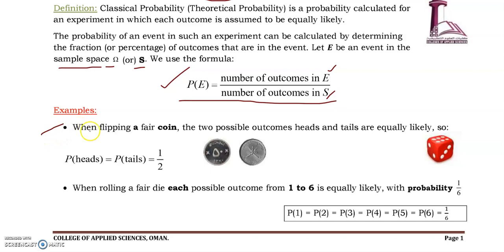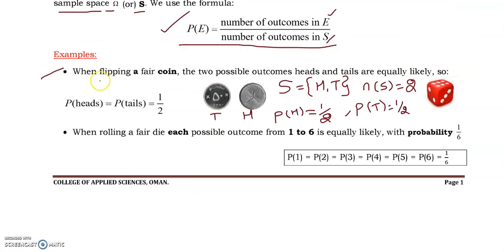Now you see the first example. When flipping a fair coin, the two possible outcomes, heads and tails, are equally likely. So P of heads is equal to P of tails is equal to 1 over 2. Here we do flipping a fair coin. We know that a coin has two sides. Suppose we say this side is H and this side is T. This is head, this is tail.